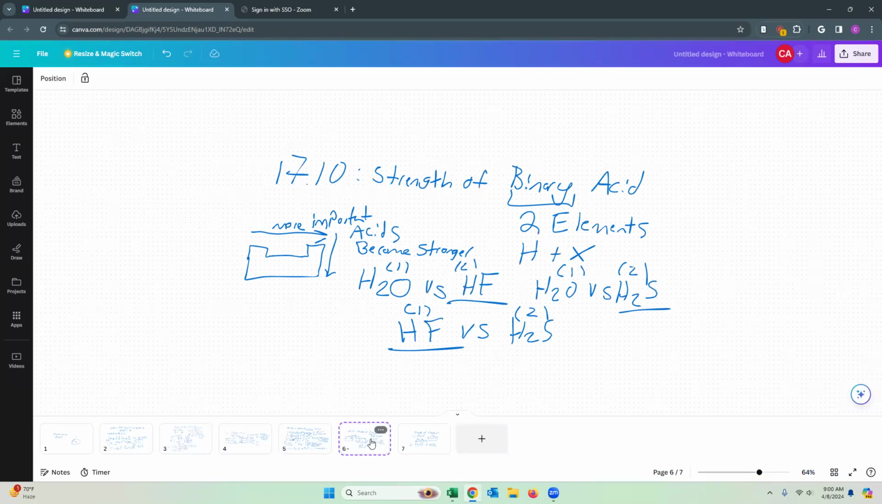Then the last part of chapter 17, section 10, is how to determine the strengths of acids just by what they look like. So binary acids, as you go to the right of the periodic table, they become stronger. As you go down the periodic table, they also become stronger. To the right is generally more important than down.